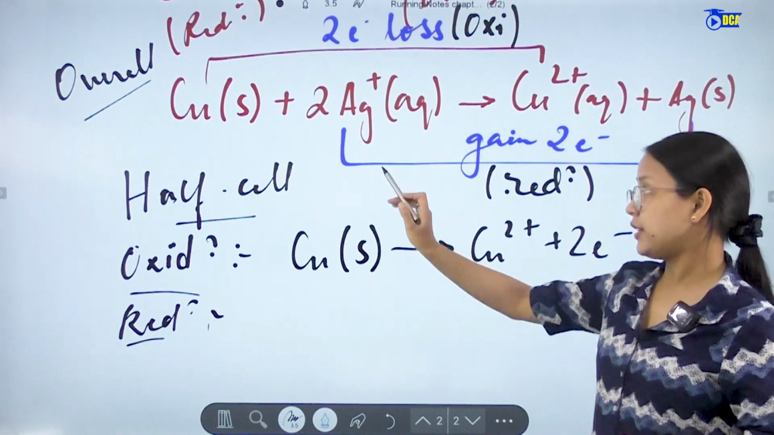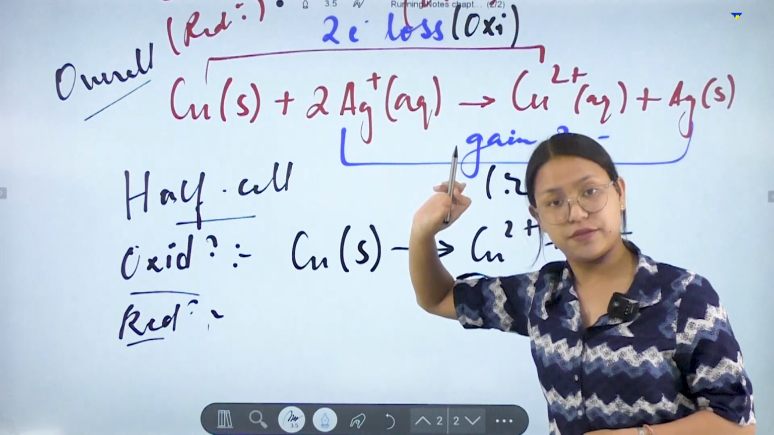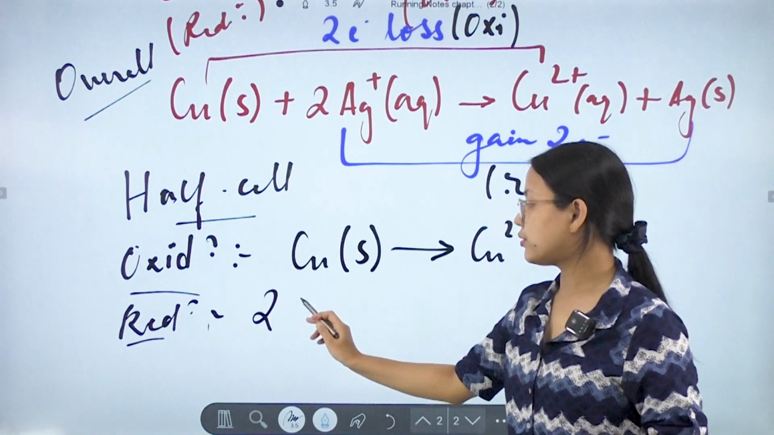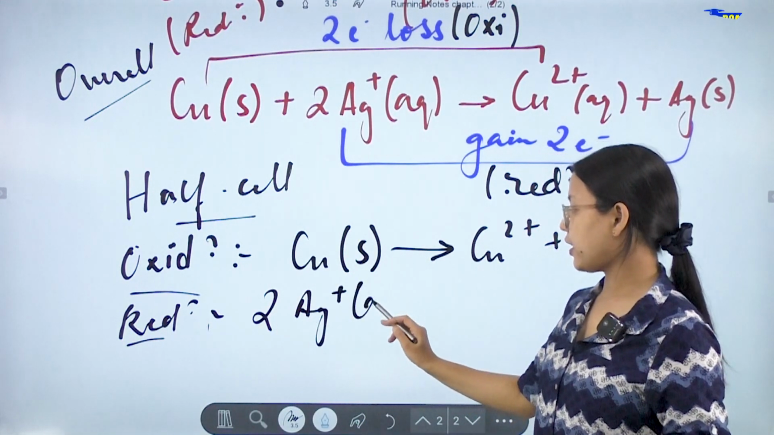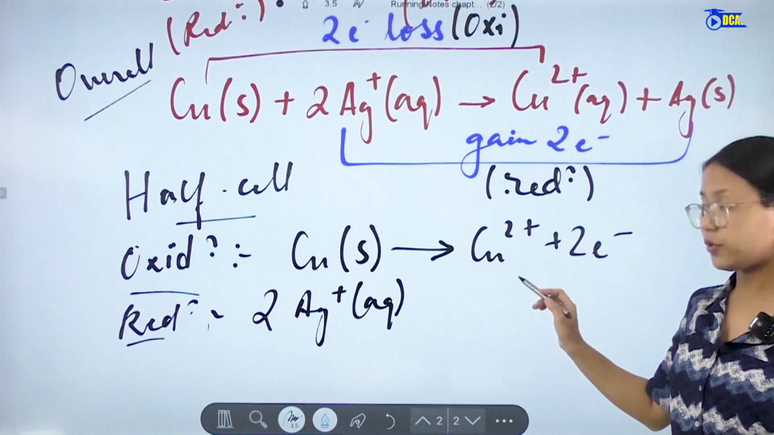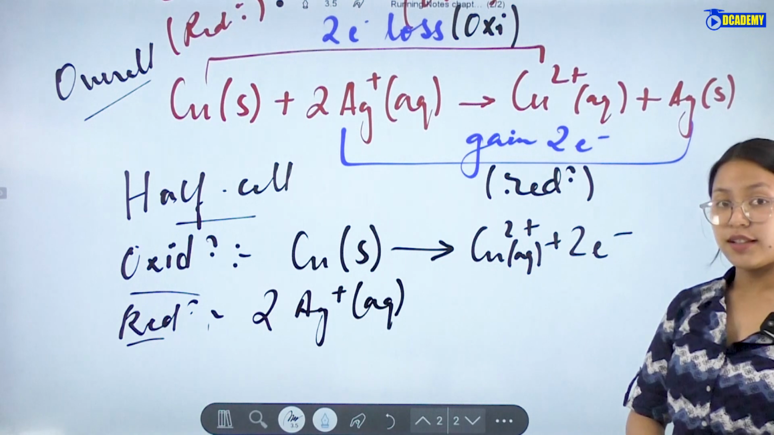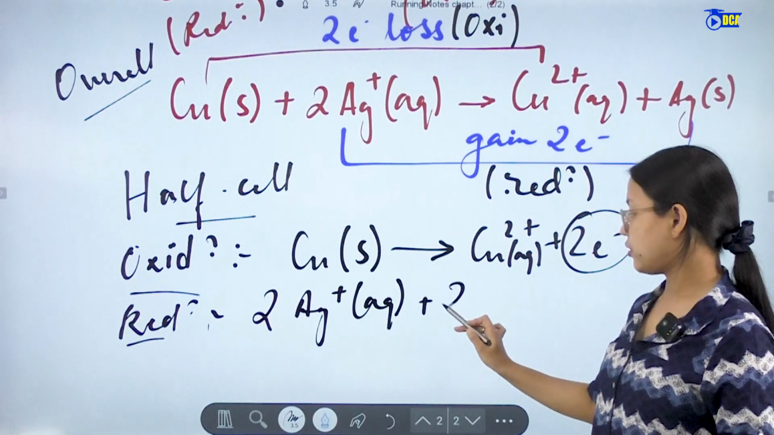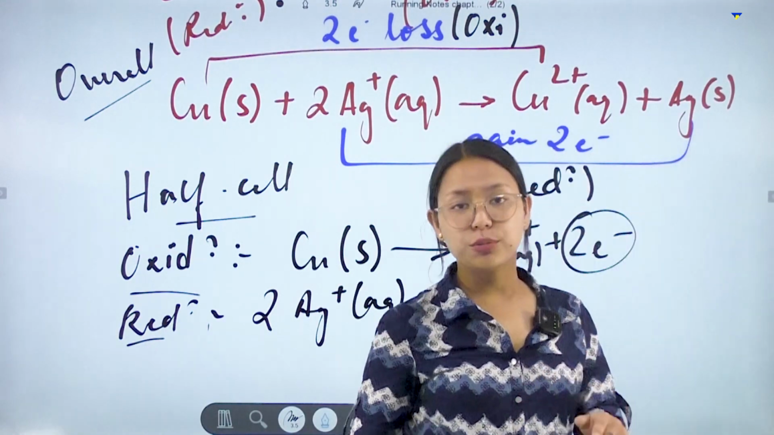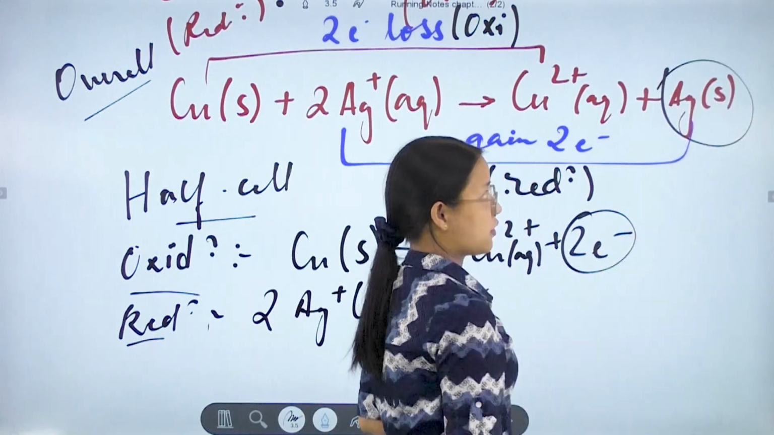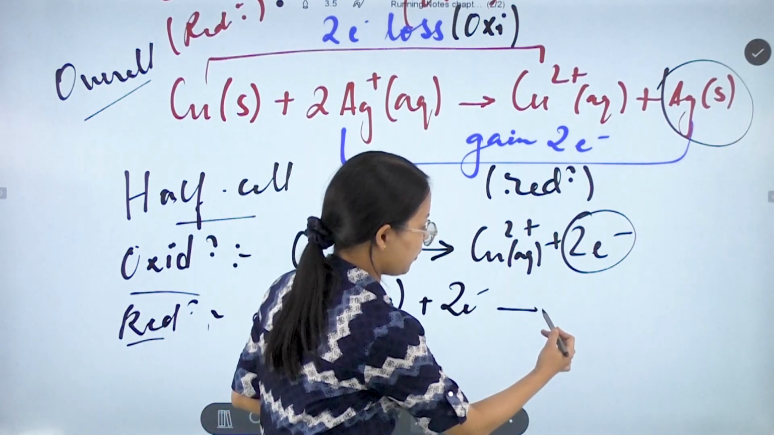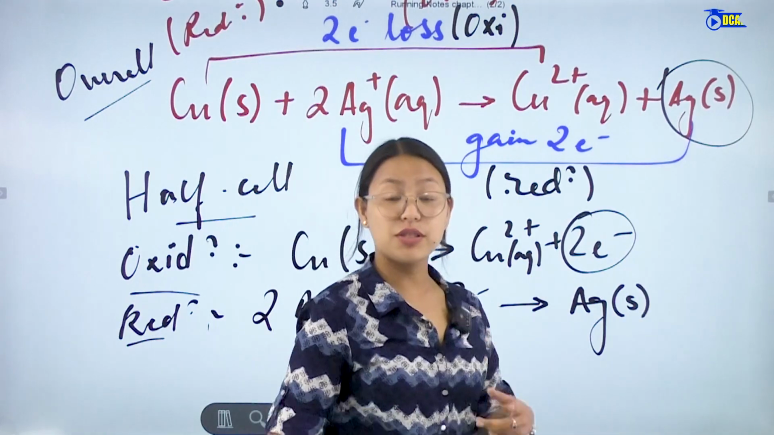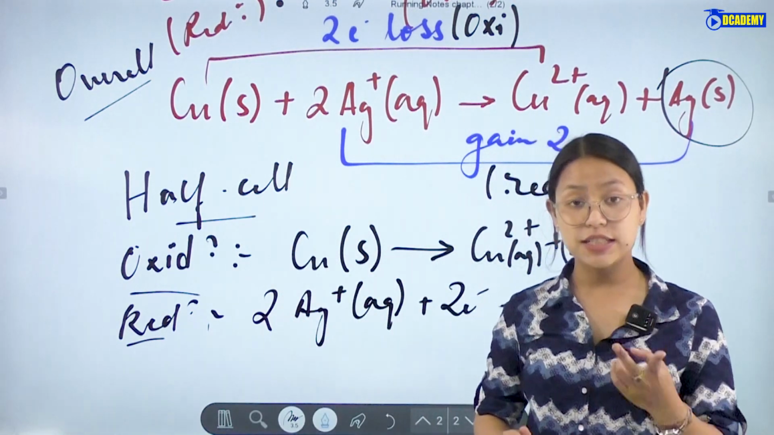In reduction, silver changes from its ionic form to its metallic or atomic form. 2 Ag plus aqueous, plus 2 electrons, will form 2 Ag solid. 2 electrons will be transferred here. That means solid form. This is the reduction half cell.